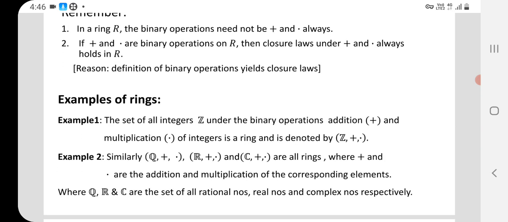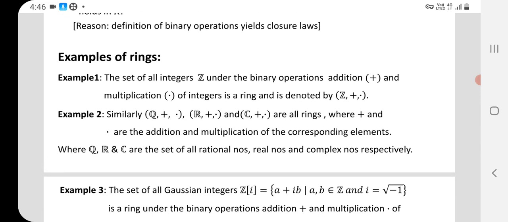Now let us see the examples of a ring. The first one, the set of all integers Z under the binary operations addition, that is plus, and multiplication, that is dot, of integers is a ring and it is denoted by the structure (Z, +, ·). Similarly, Q, the set of all rational numbers, R, the set of all real numbers, and C, the set of all complex numbers, are all rings where plus, that is addition, and dot, that is multiplication, are the addition and multiplication of the corresponding elements.